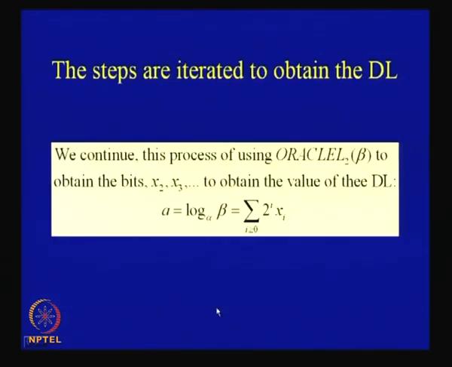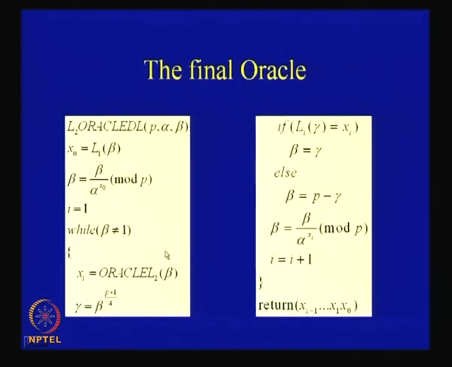Okay. So, you see that we continue this process with the oracle on beta to obtain the bits x2, x3 and so on, to obtain the value of the discrete log in this fashion. Summarizing, this is the final algorithm. The objective is using the L2 oracle to solve the discrete log problem. I have been given p, alpha and beta. My objective is to compute the value of a.